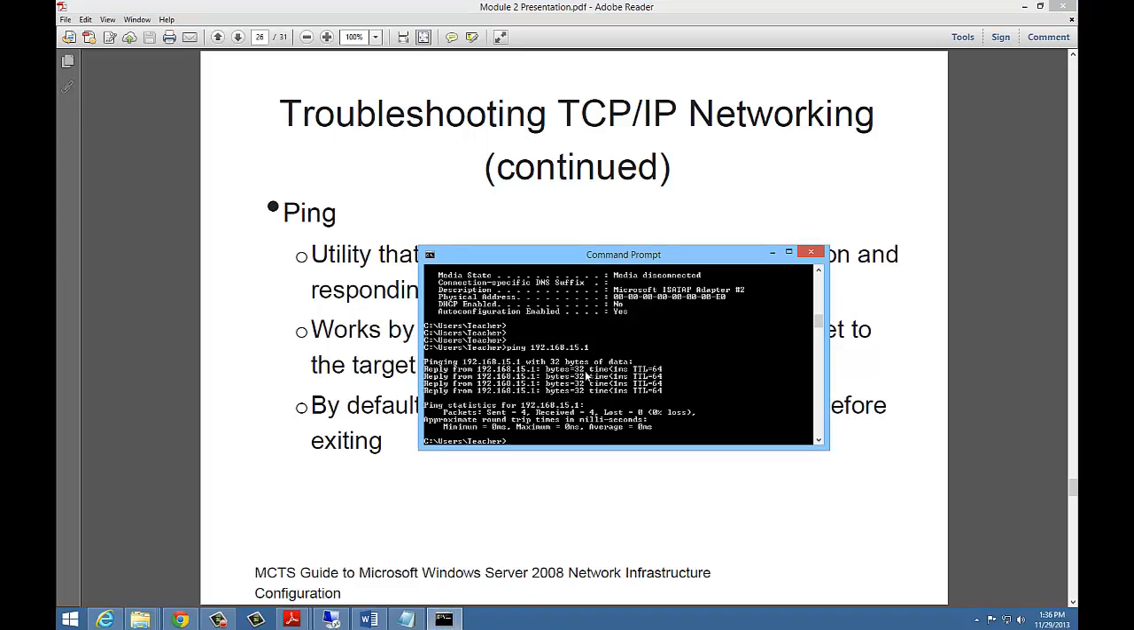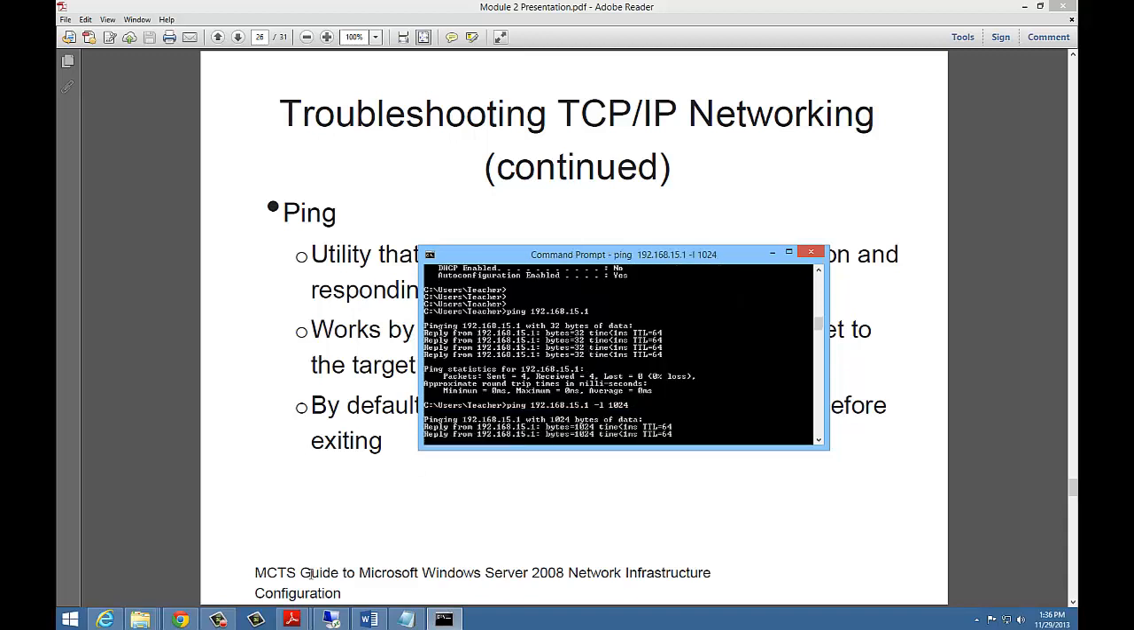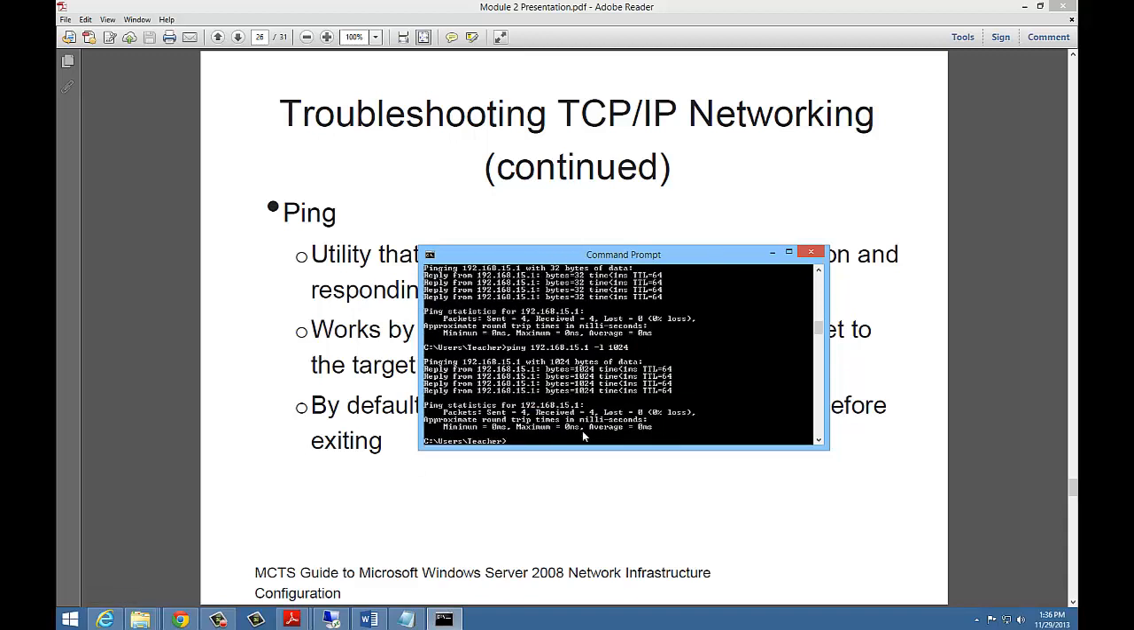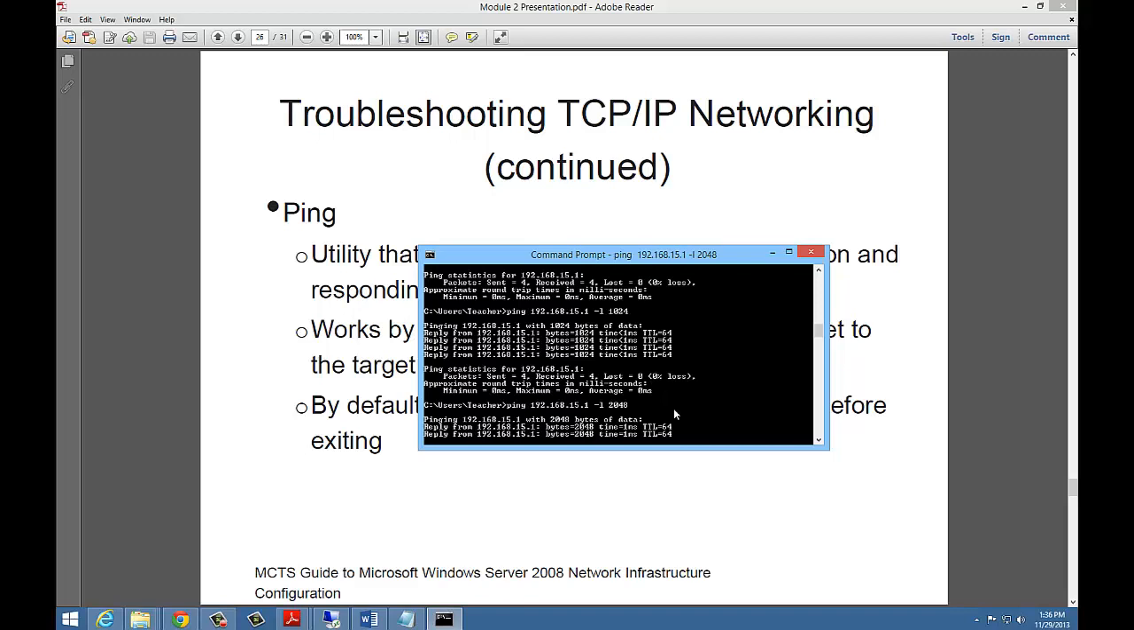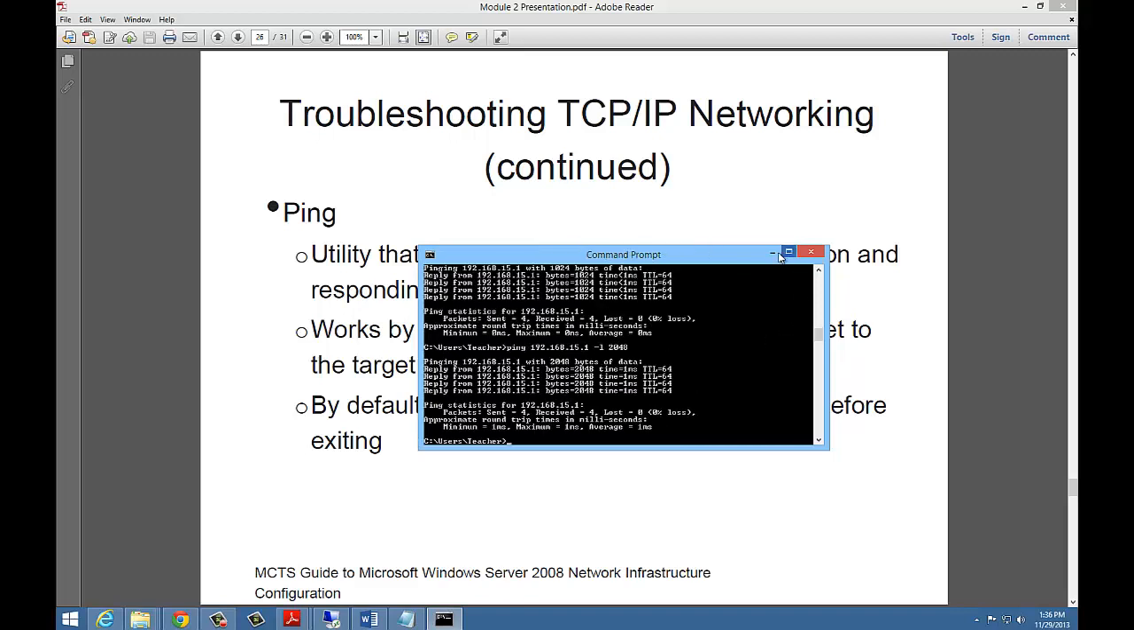If you wanted to change that size, you could use -l and any packet size you want. You can see that it responds. Let's see if I go with a really big one like 2048. It also responds. If you don't see a response above 1400, it could mean that your network is not enabled for the larger or jumbo frame size.